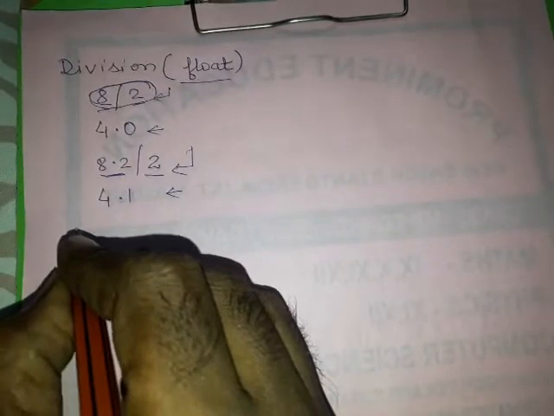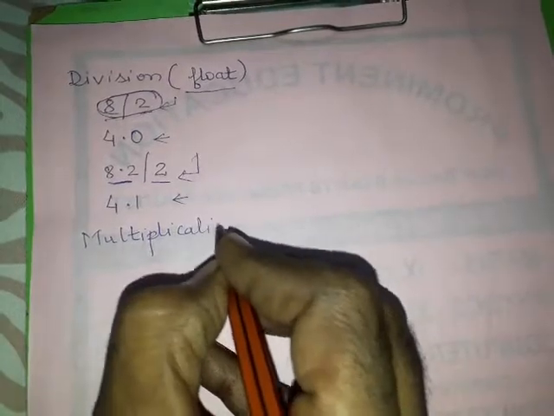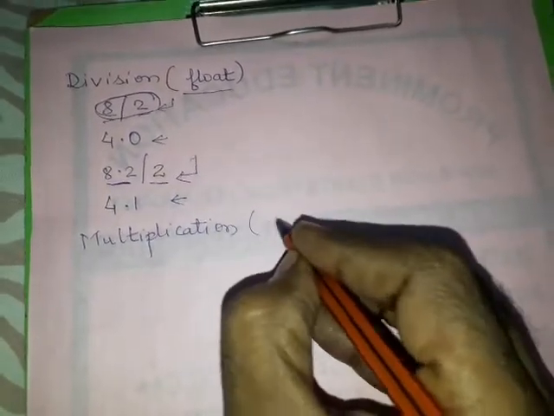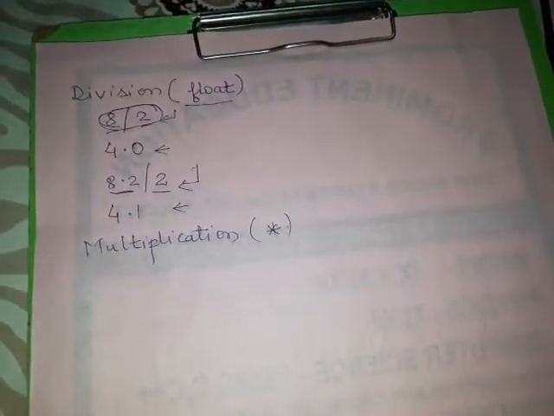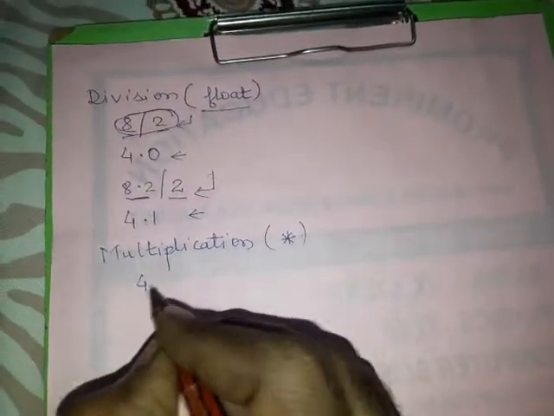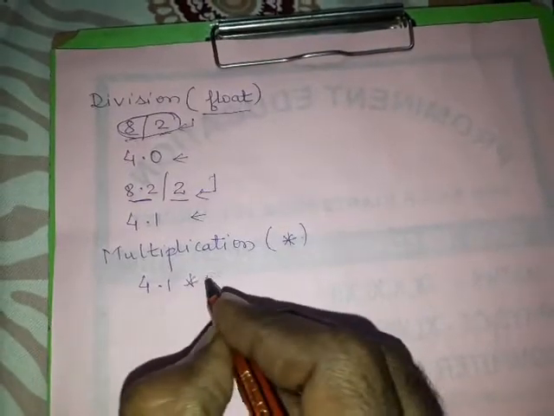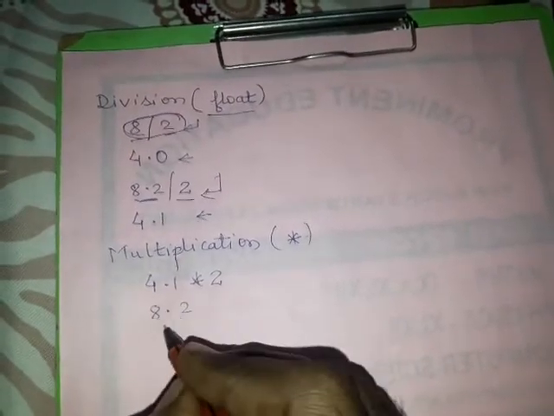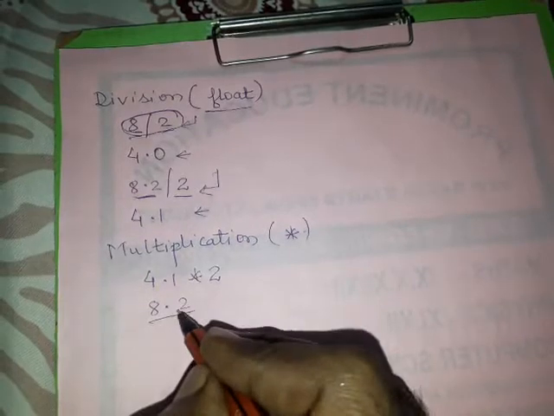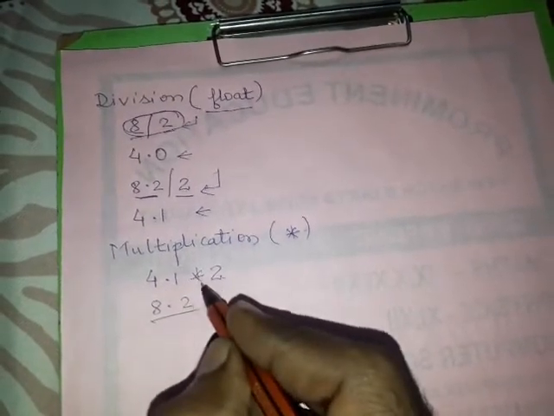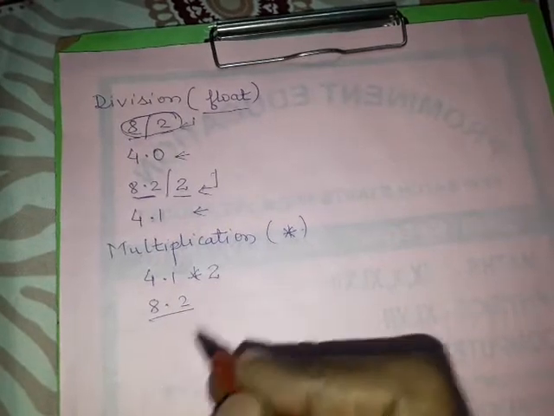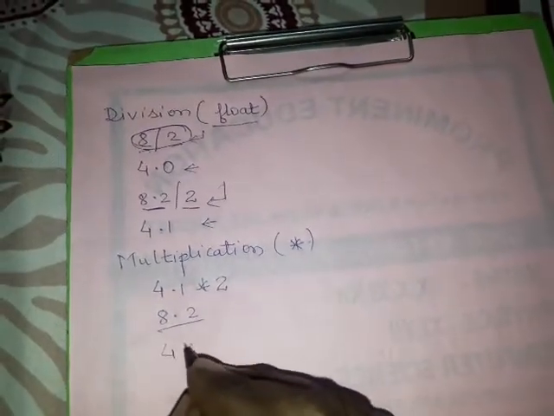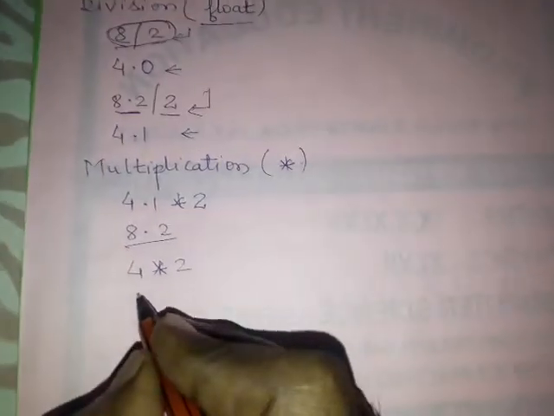Now multiplication. The symbol is asterisk. When you multiply 4.1 by 2, what will it give? 8.2. It means the result will depend on the type of the operand. If any one of the operands is of float type, the result will be float. If I multiply 4 by 2, then the result will be 8.